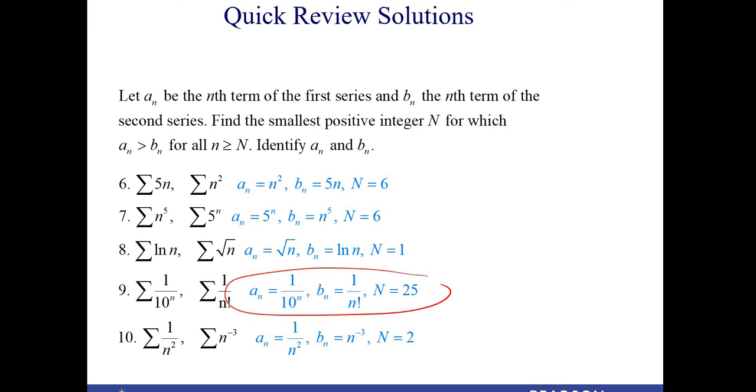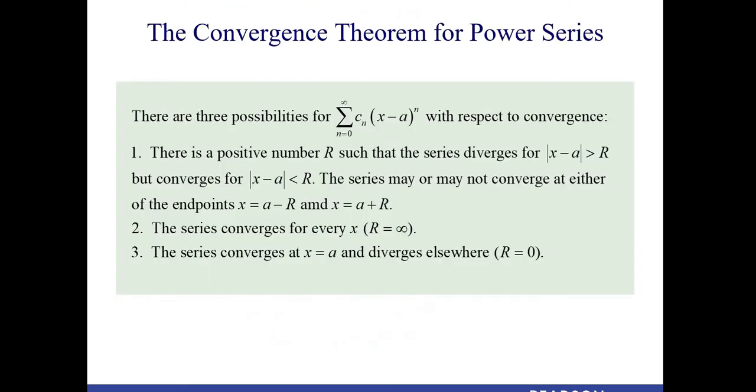Okay, the convergence theorem, this is what we're going to start with. There are three possibilities for a series with respect to convergence. First of all, there's a positive number r such that the series diverges for |x minus a| greater than r, but converges for |x minus a| less than r. The series may or may not converge at either of the endpoints, a minus r or a plus r. We're looking at absolute values here.